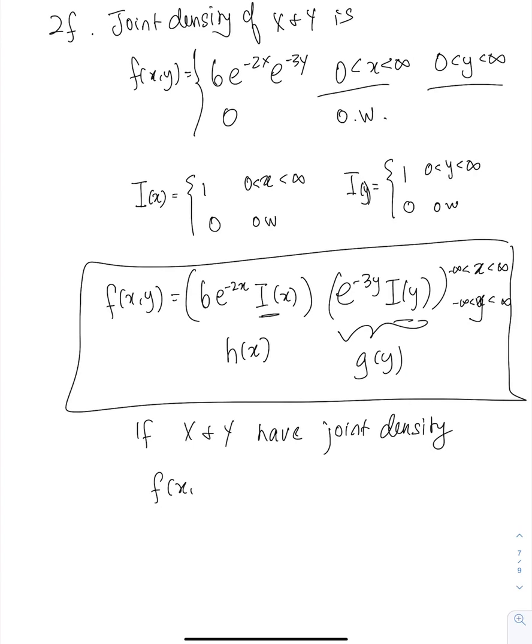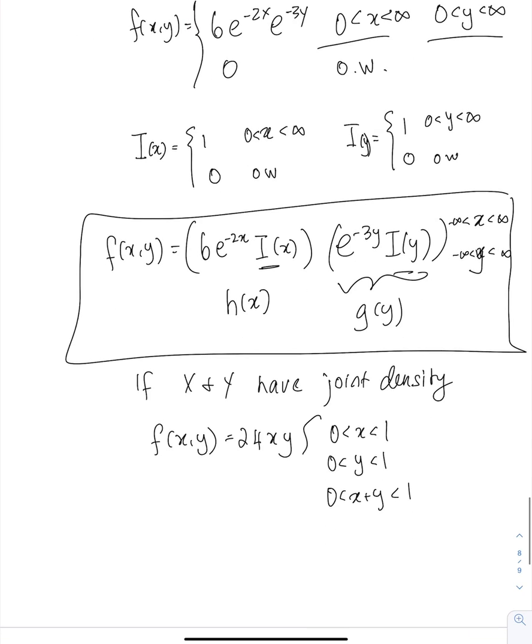All right, so now what if x and y have the joint density f of x, y equal to 24x times y, where x is between 0 and 1, y is between 0 and 1, and x plus y is between 0 and 1. Now you know from what I said before that this region is in fact going to be a triangle, not a rectangle. This region is the inside of that set. So that itself tells you it's not going to be independent.